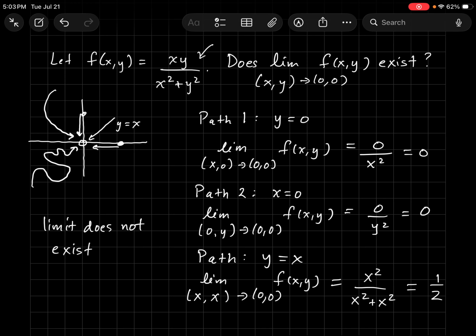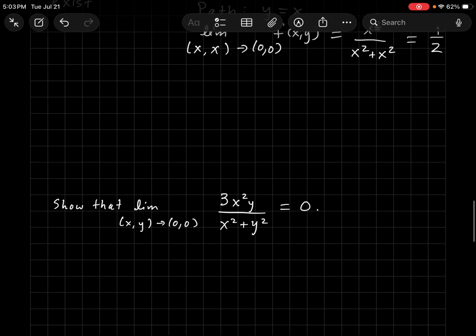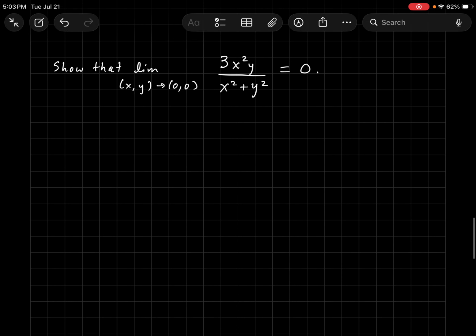Okay, so let's look at one where the limit does exist. And I'm just going to tell you, I know it exists. I even know what the limit equals. Let's say the limit as (x, y) goes to (0, 0) of 3x squared y over x squared plus y squared equals 0.